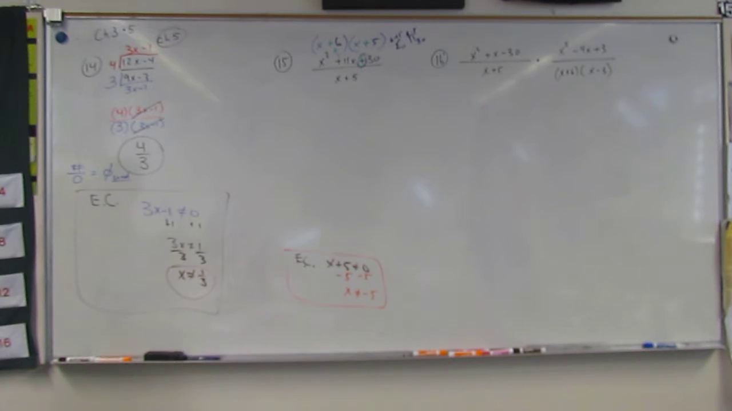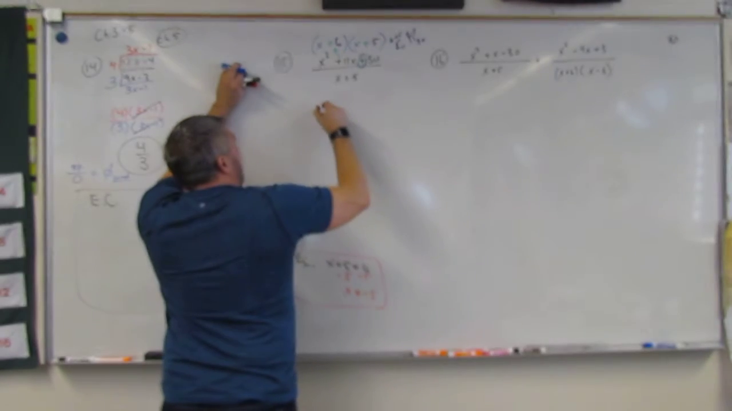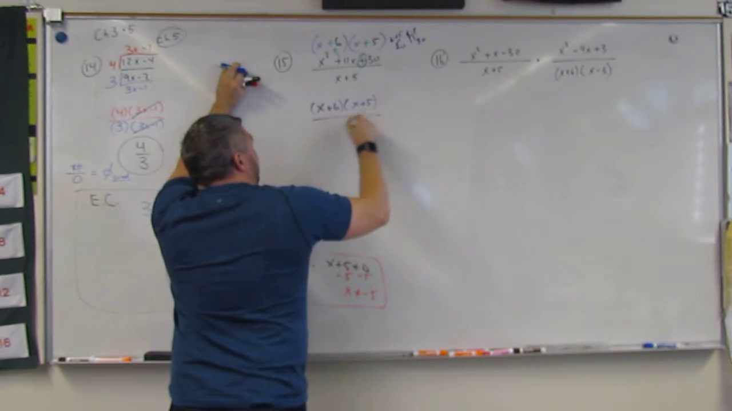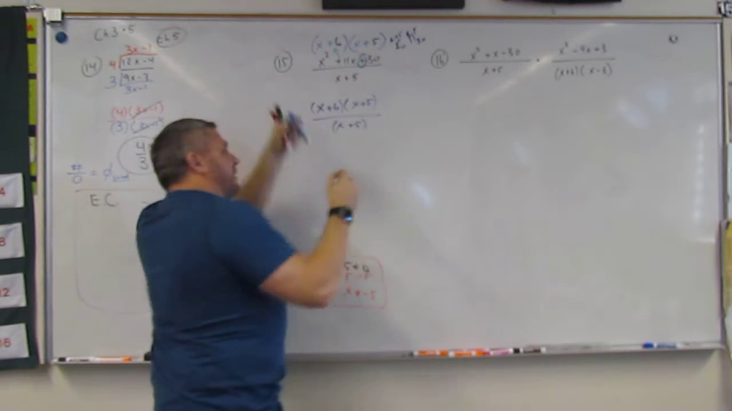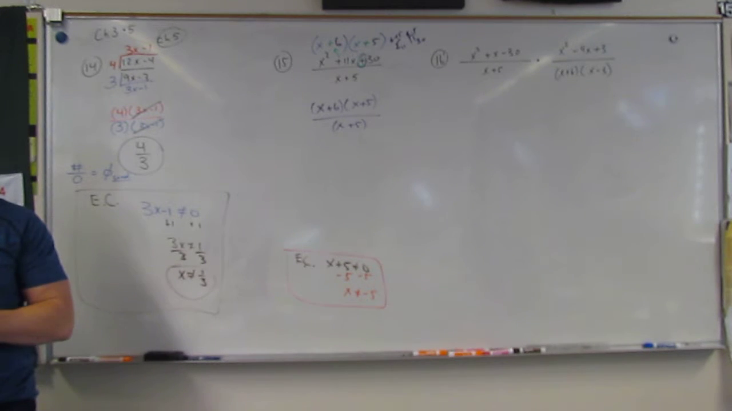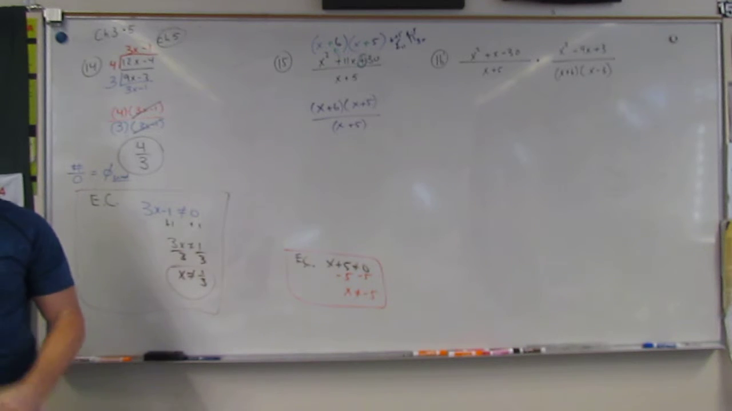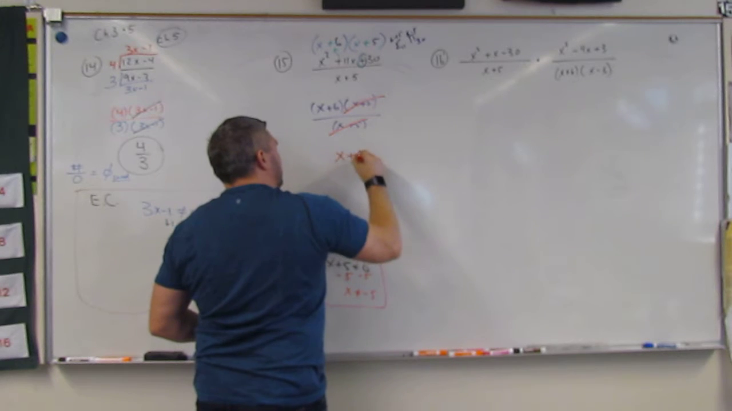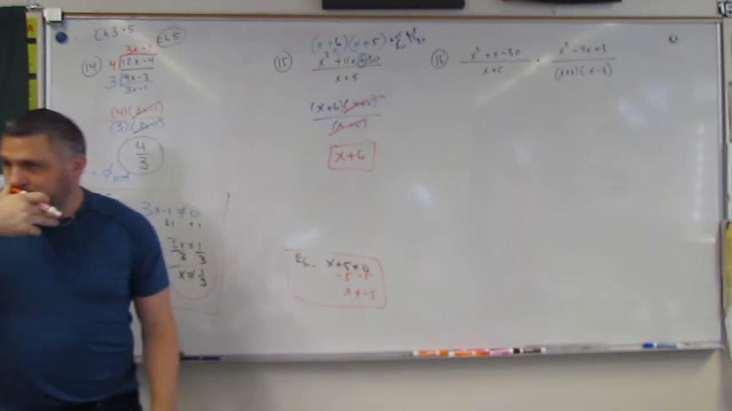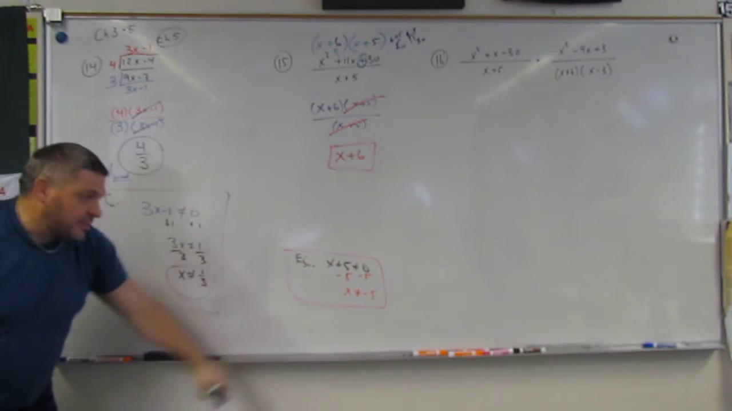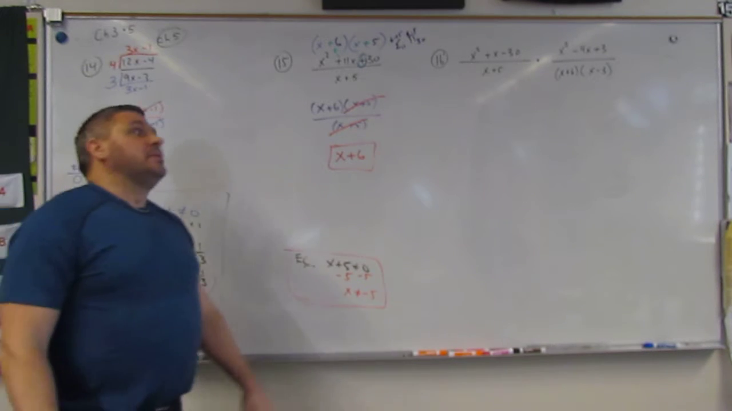Okay? So let's rewrite this. x plus 6 times x plus 5 over x plus 5. Now, is there anything that is on the top and on the bottom? x plus 5. So we get x plus 6 is the answer, where x cannot equal negative 5. If you want extra credit.